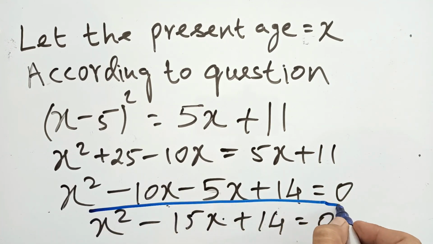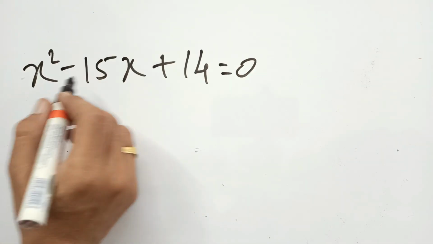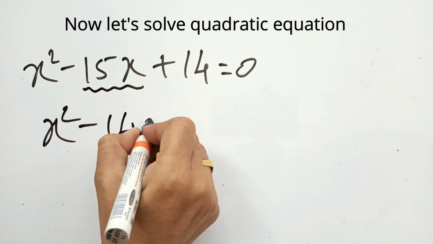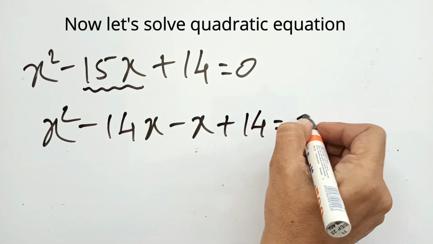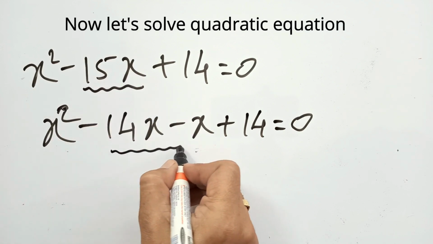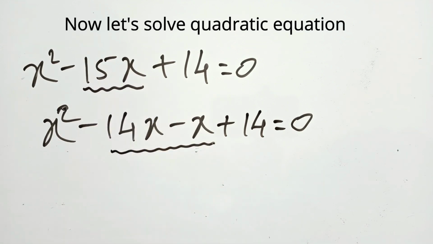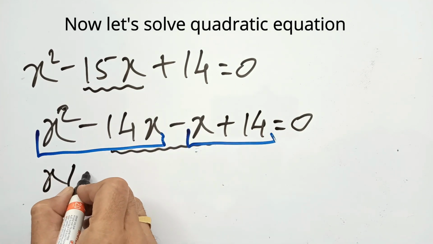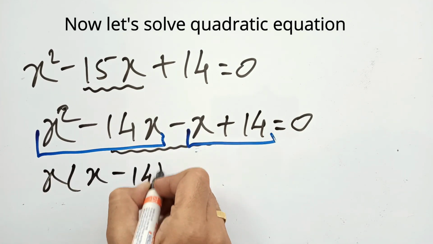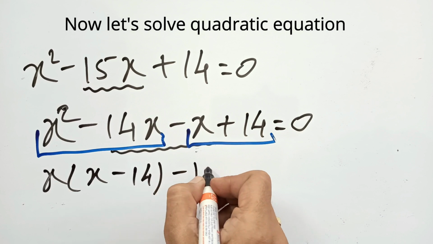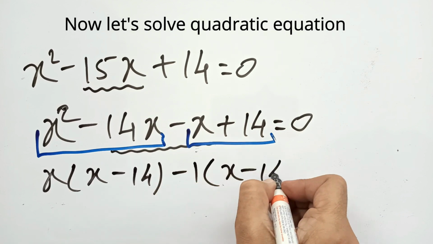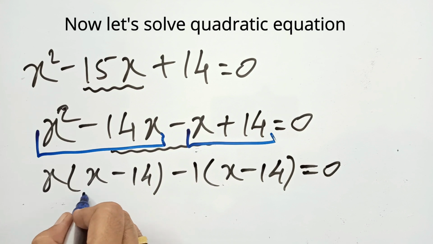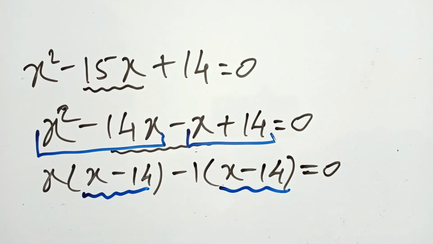Now let us solve this quadratic equation. Using middle term splitting, we will split this middle term 15x as 14x minus and minus x. Now in the pairs, in the first pair x is common, in the second pair minus 1 is common. Now in the whole expression, x minus 14 is common.